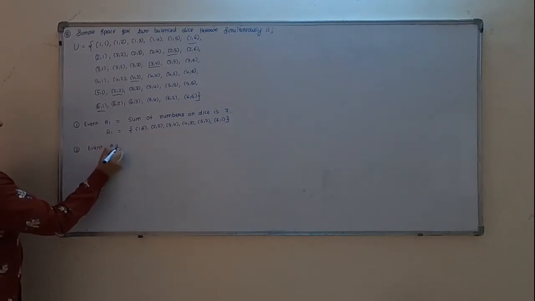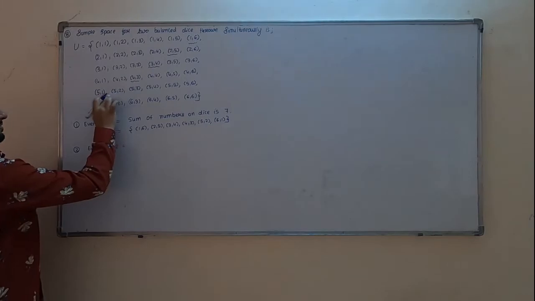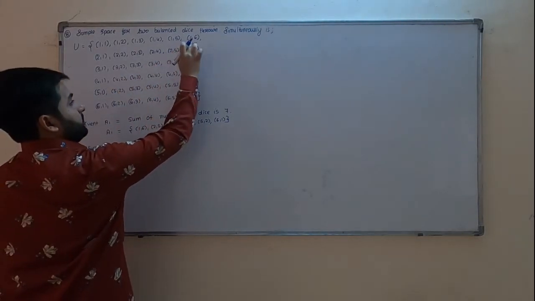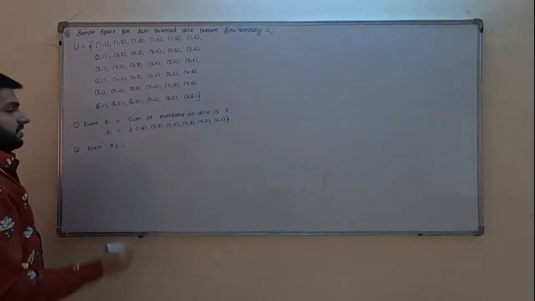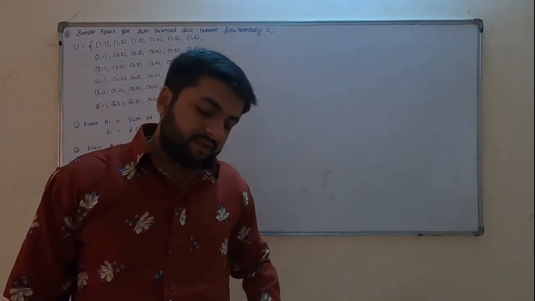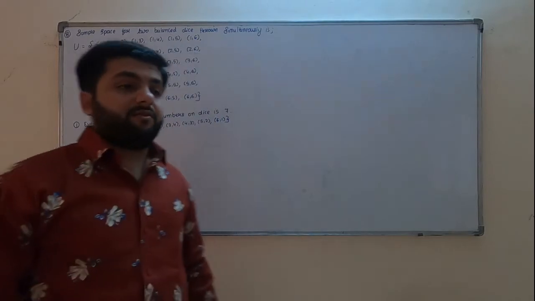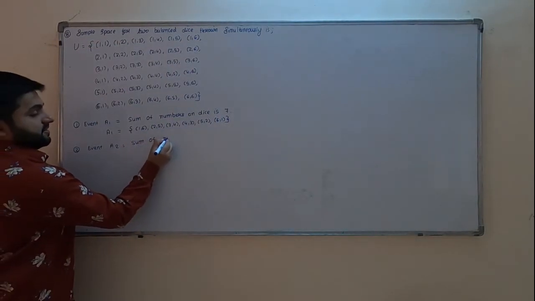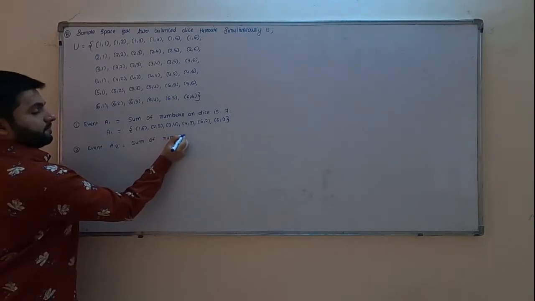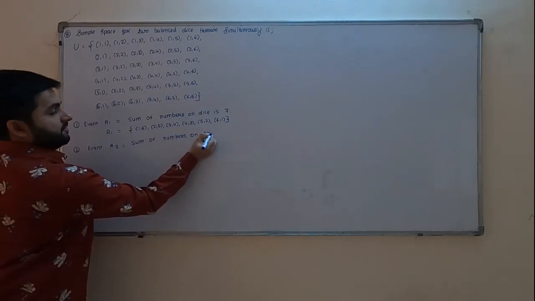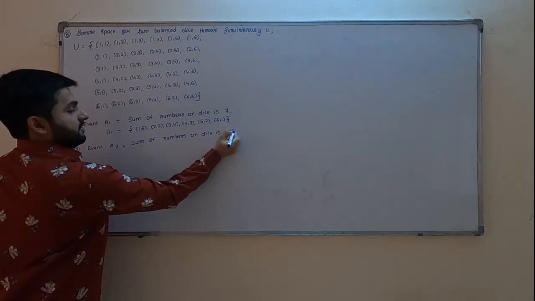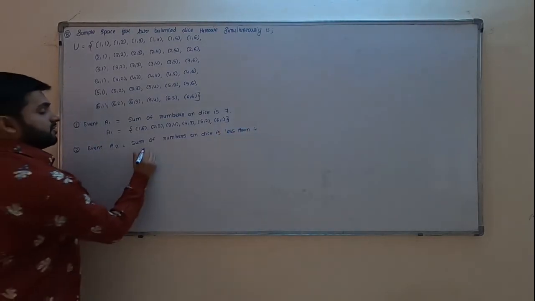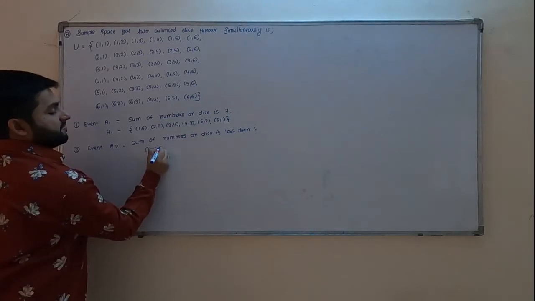Then event A2. Now what is asked in event A2? Sum of numbers on dice is less than 4. So 4 is also not acceptable.